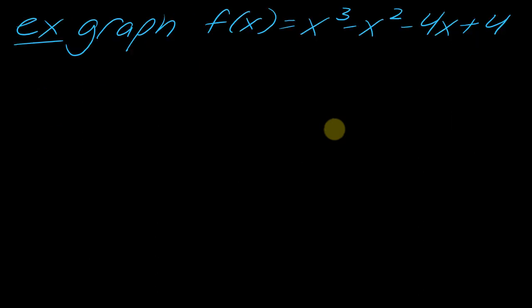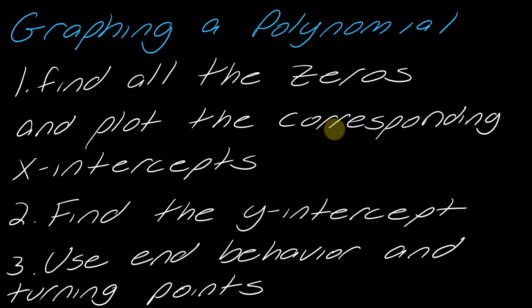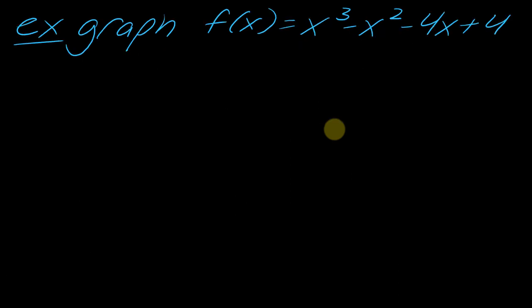All right, so now let's talk about, let me go to this list first. Graphing a polynomial. Okay, so to graph a polynomial, the first thing that you have to do is find all the zeros and plot the corresponding x-intercepts. Yeah, so that can be some work, right? We've done some other videos of finding zeros. So all that work now comes into play. Then you want to find the y-intercept, and then you want to use end behavior, turning points, find any other points that you need, all that stuff. So let's just jump right into this, okay?